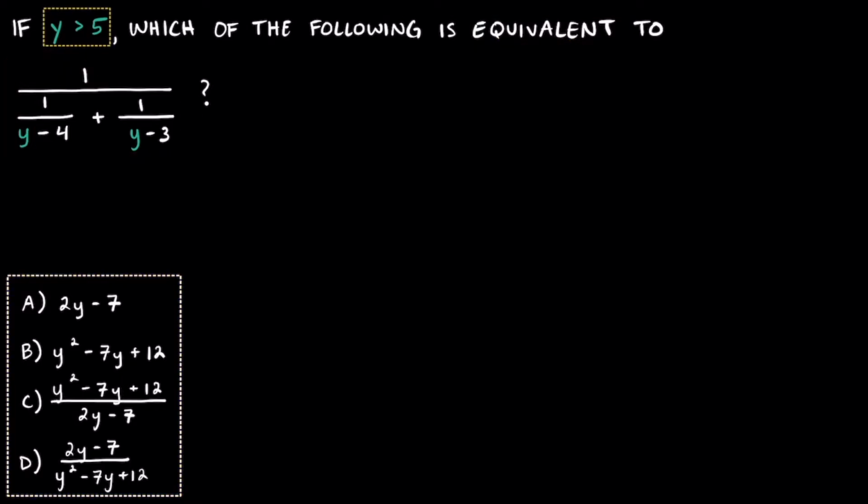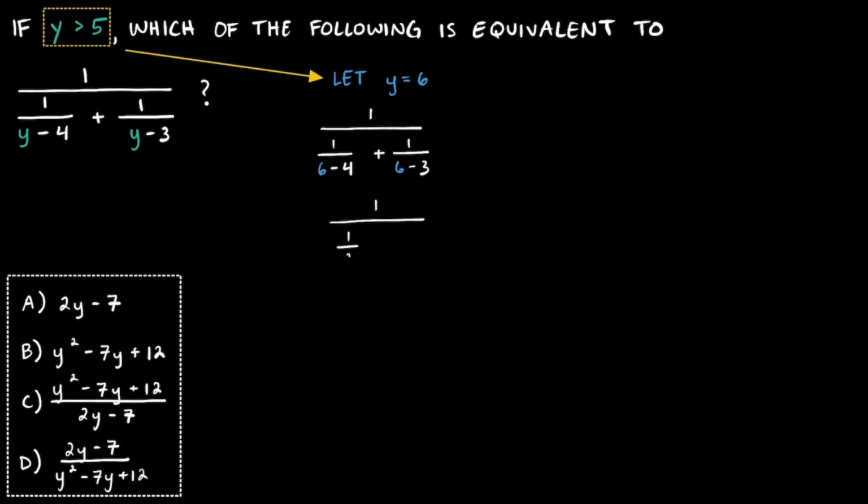I'm going to go about solving this problem using 2 different methods. For this first method, let's just go ahead and use substitution. We know that y has to be greater than 5, so let's just let y equal something like 6. Let's go ahead and swap out y for 6 for the original expression. Plugging in 6, we're going to get this expression right here. Going ahead and subtracting 6 minus 4 and 6 minus 3, we get this more simplified expression.